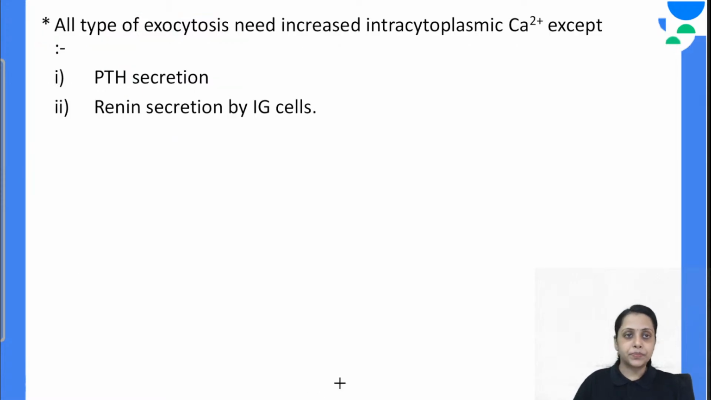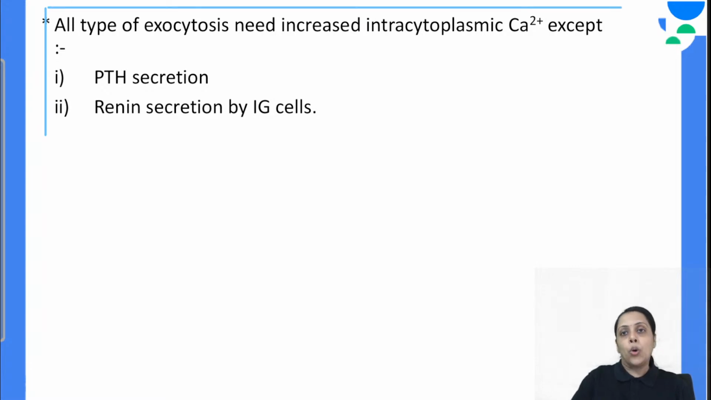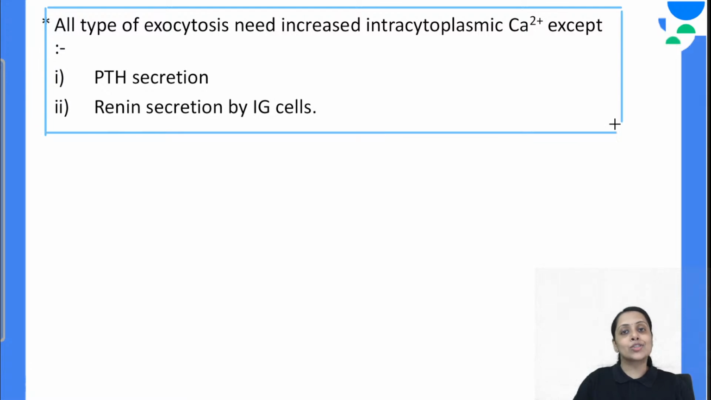Moving further, this is the exception part. Do remember, all the exocytosis discussed requires an increase in cytoplasmic calcium, but there is an exception. The parathormone secretion and the renin secretion by the JG cell don't require an increase in intracytoplasmic calcium. So do remember this exception also.